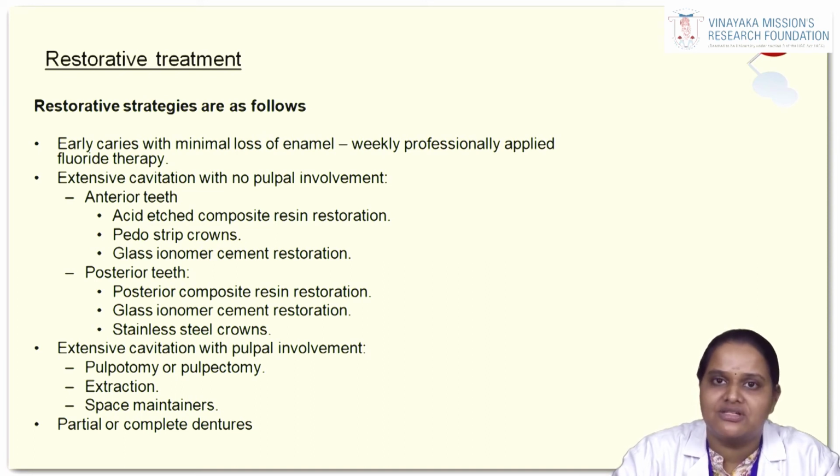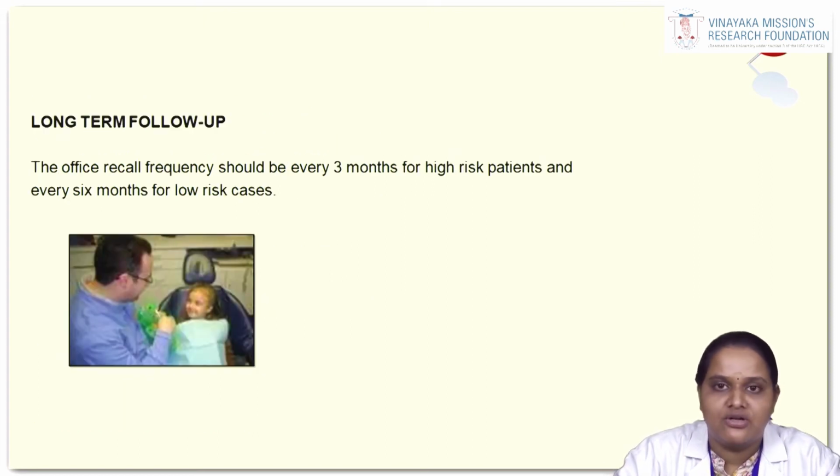If it is a very grossly destructed tooth where you cannot replace the morphology of the tooth structure, then extraction is the only way possible, and then you can go for space maintainers until eruption of the succedaneous permanent tooth in the oral cavity. The kind of space maintainers can be either removable or fixed. So, partial or complete dentures can also be used when you think about the removable space maintainers.